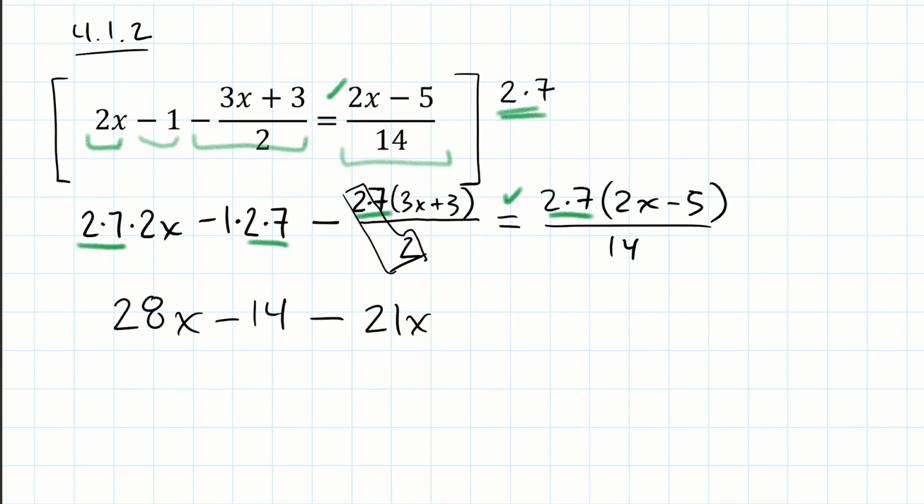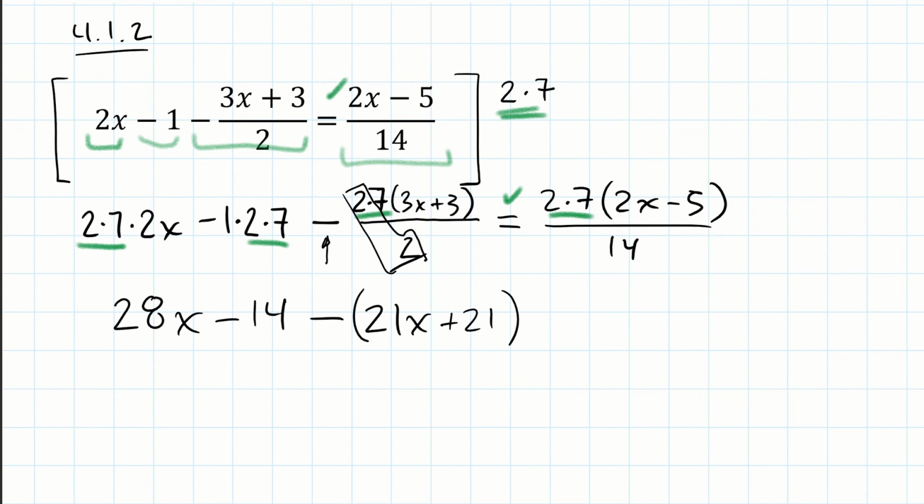Got to be careful here because this is a subtraction problem. So I'm gonna put parentheses around this, which is going to be 21x plus 21. The reason why that's important is because I need to make sure I'm getting the opposite of both of those, right? So I've got minus the 21x plus 21.